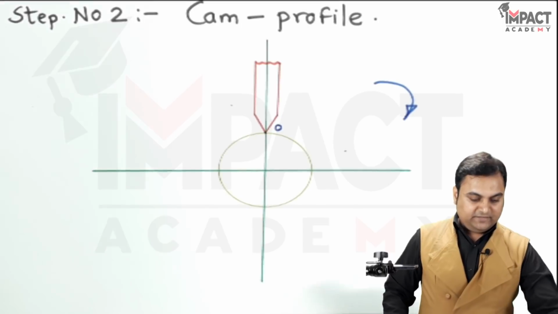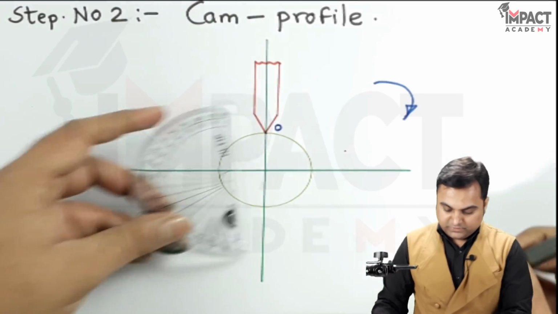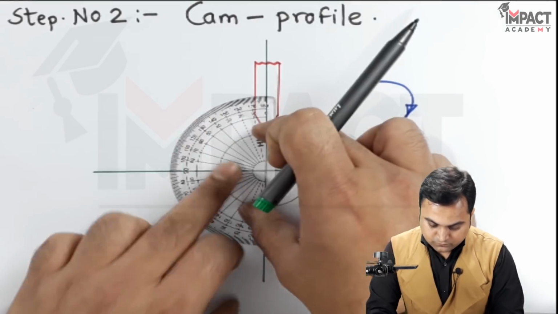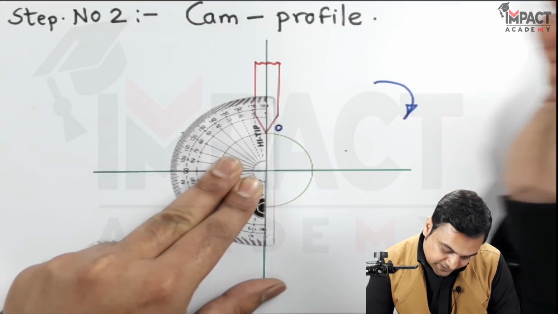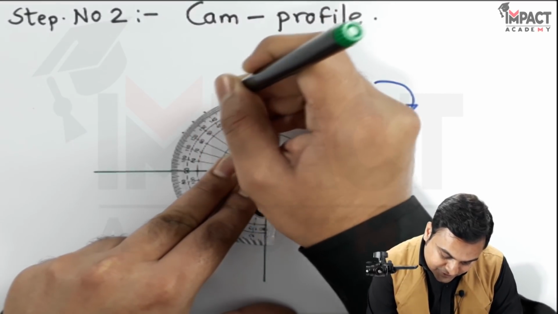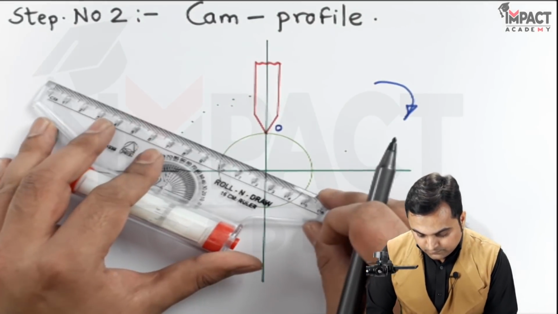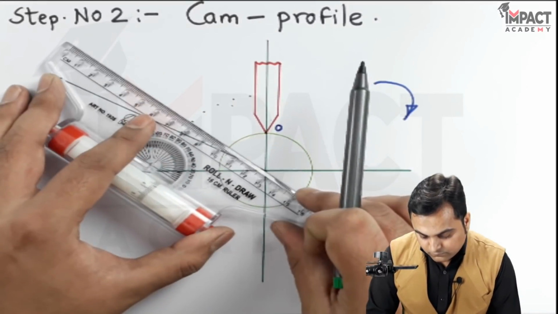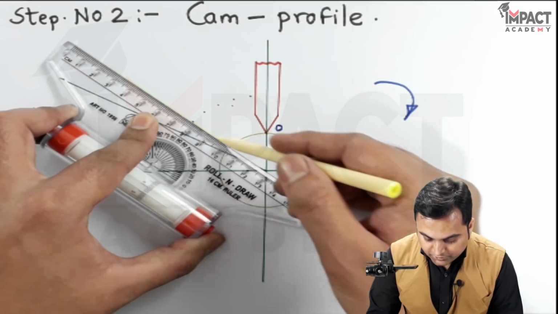So here I'll explain that first I am measuring for the out stroke. It is given as 60 degree. So here is the reference point. Measuring 60 degree in an anti-clockwise sense because the cam rotation is in clockwise direction, and dividing this angle into 6 equal parts of 10 degree each. Plotting the light lines.